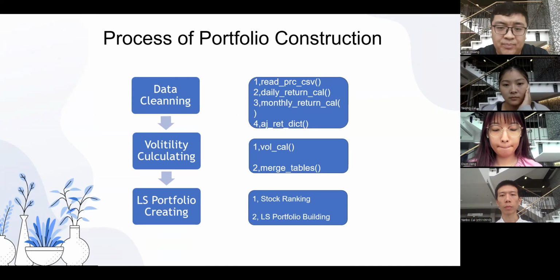Using the read function to get the adjusted close price of a specific stock within a set date range from a CSV file with stock prices, then organize them into a pandas series, and then calculate daily return from the price using the daily return function. Figure out monthly return from the price data with the monthly return function. Lastly, combine the two sets of results into a dictionary using the adjusted function.